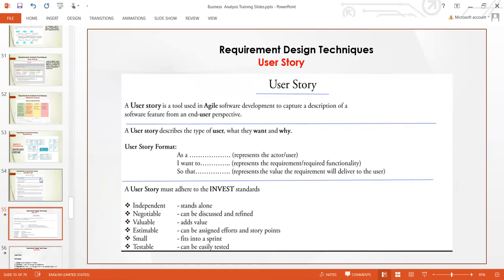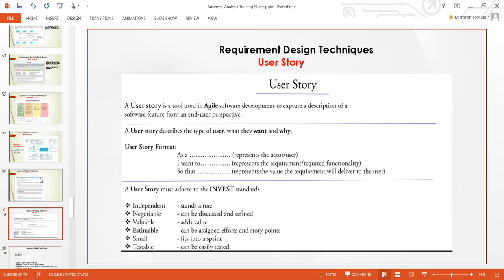A user story must adhere to the following standard. The standard is called INVEST. INVEST means Independent. It must stand alone, so the functionality can work on its own.